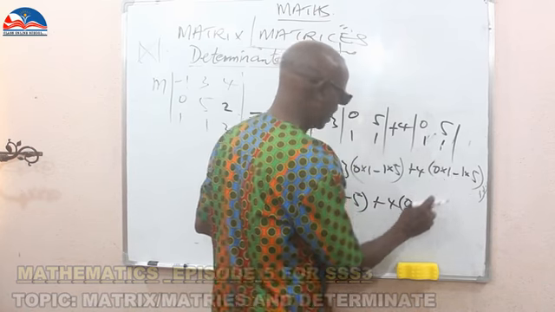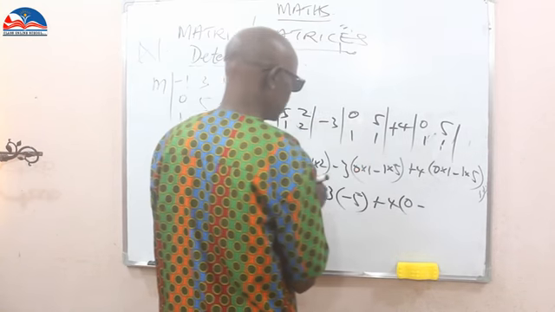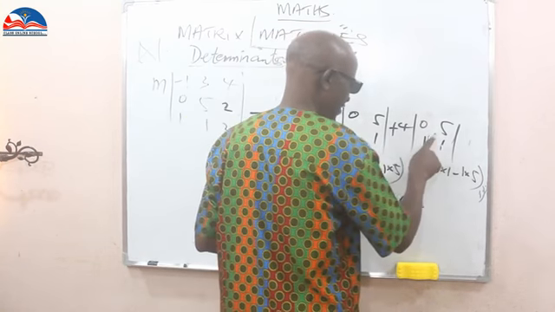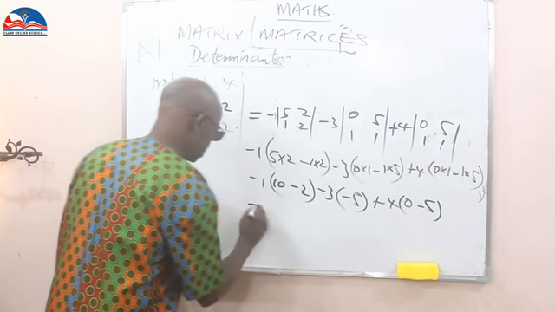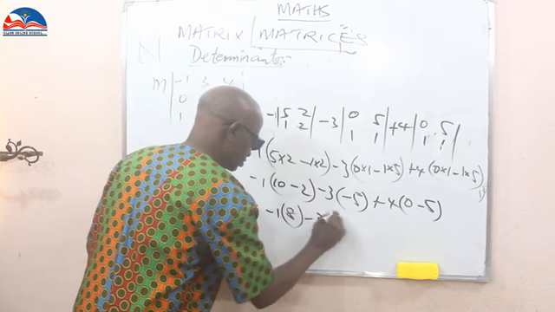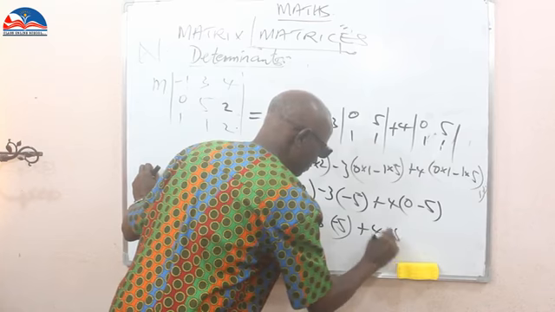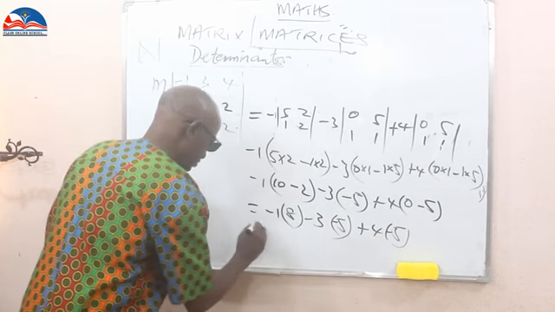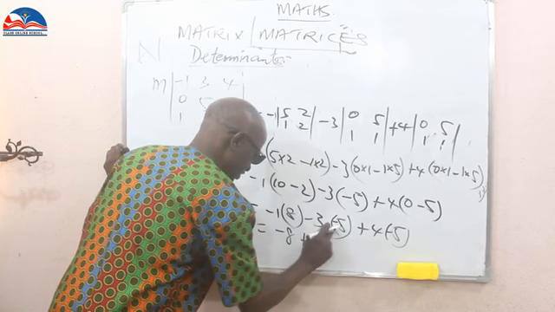Where is this number? Let's get this number. We got here 0 minus 5 is correct, then that minus 5. Minus 1 into this, what is the result here? 8. Minus 3 into what is the result here? Minus 5. And 4, what is the result here? Minus 5. Minus 1 is minus 8. This is plus 15.